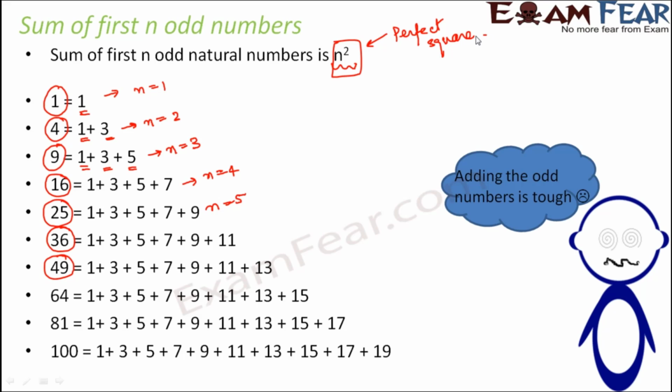Now let's say we talk about this sum. Here how many odd numbers are there? 1, 2, 3, 4, 5, 6, 7, 8.